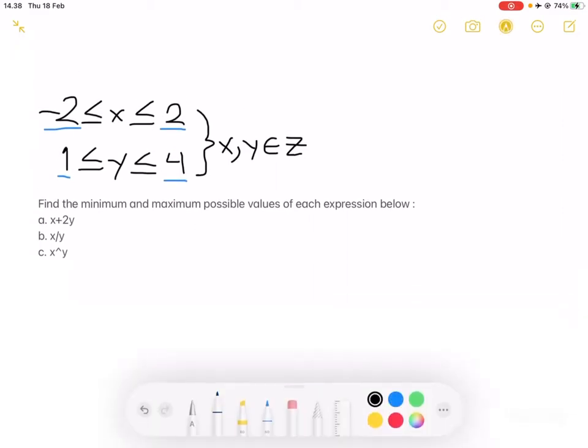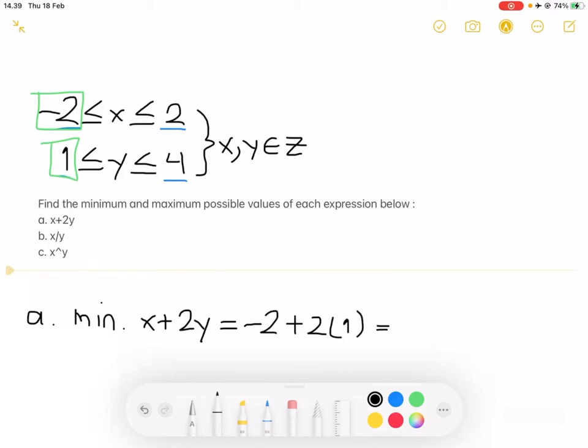So let's jump into it. So we're going to find the minimum of the expression x plus 2y first. And notice that the minimum value of x plus 2y occurs when x and y are both minimum. So we can just take the lower bounds of each inequality as our corresponding x and y values. So it will be negative 2 plus 2 times 1, which is just 0.